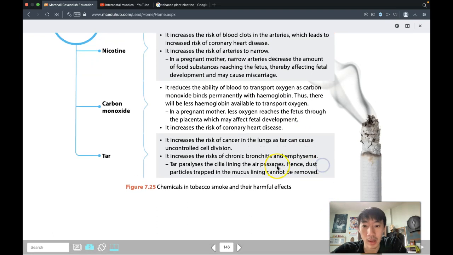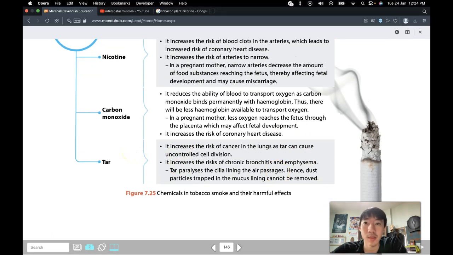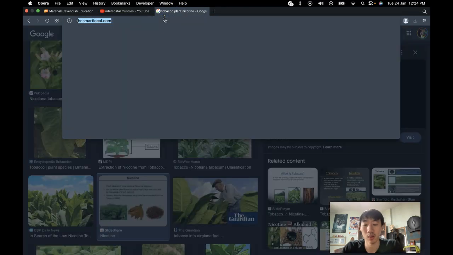Thirdly, cigarettes contain tar. Tar is the same substance that is used to build roads.